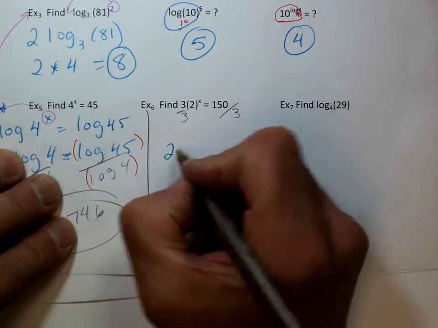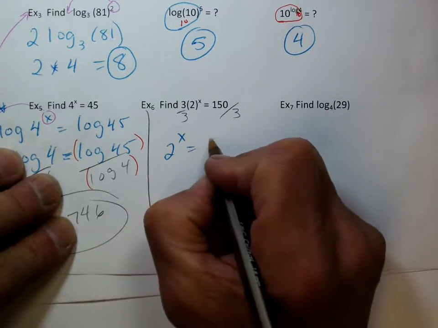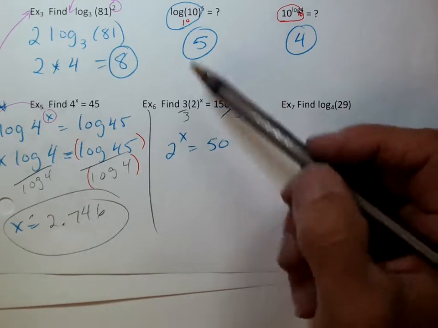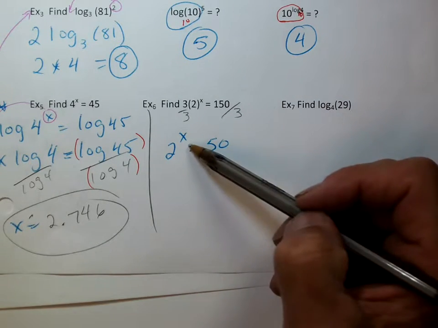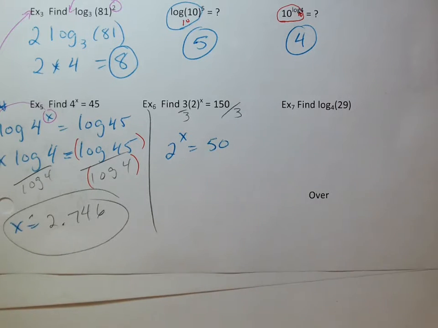So I've got 2 to the x equals 50. Now, I want to bring this exponent down. I cannot bring it down unless it's a log. Once it's a logarithm, I can bring it down. So let's make it a log. So let's take the log of both sides.